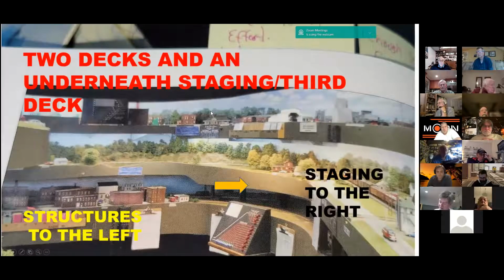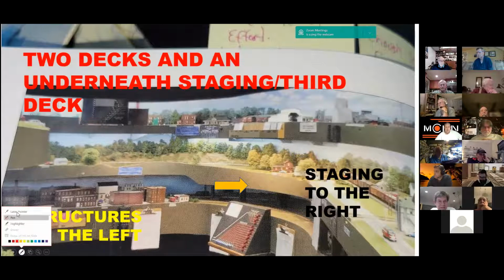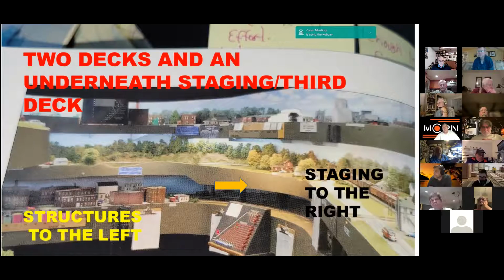Here's another example with two decks. And here you can actually see the third deck staging. If you look up at the yellow where it says structures to the left, that's actually on the third deck. You can count them. And what he has is, if you look at this control panel here, let me get my pointer up. Okay, you see this panel right here? That's his control panel. And this squeeze point right here is right back there. And literally this whole thing this way is the staging yard. It's actually two separate staging yards.